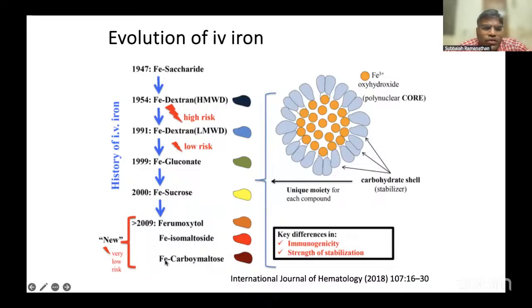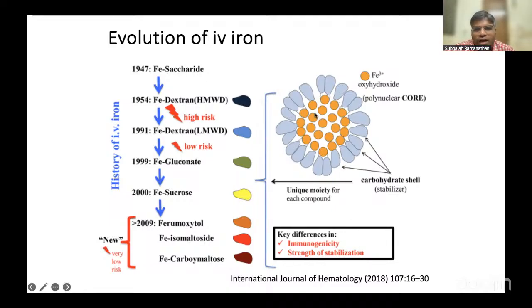And now we have these newer formulations: ferumoxytol, isomaltoside, and carboxymaltose. These three are widely used, and in our setup, after iron sucrose, it's mostly carboxymaltose and isomaltoside that are widely used. So the ferric oxyhydroxide, or the polynuclear core, has the carbohydrate shell around it, which is for stabilization, and the shell size varies on these agents. So that decides the immunogenicity and strength of stabilization.